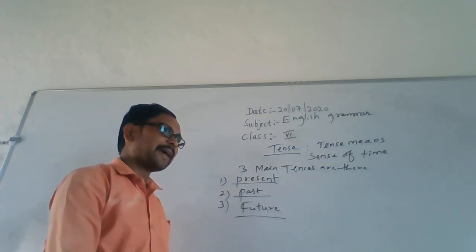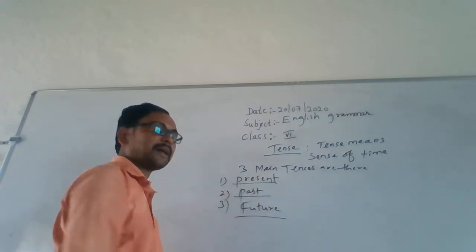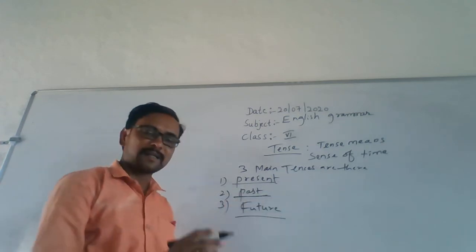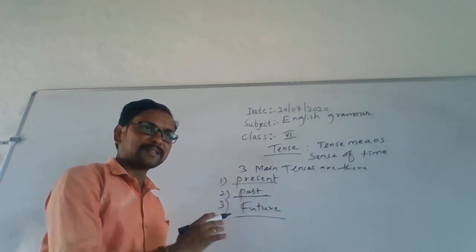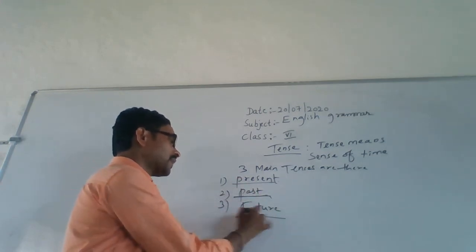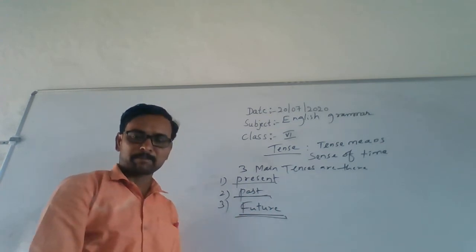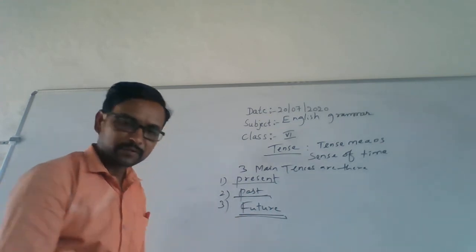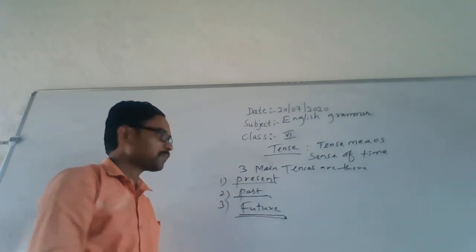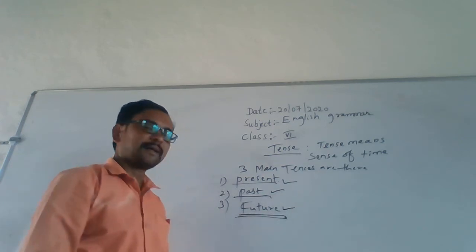So, what is present tense? Present tense means the action which is done now. That is called a present time. That is a present tense. Past tense means that the action is completed. That is called a past tense. Future tense means the action will take place in future time. That is called future tense. Is it understood? Present tense, past tense, and future tense.